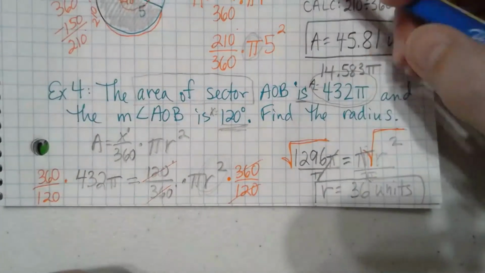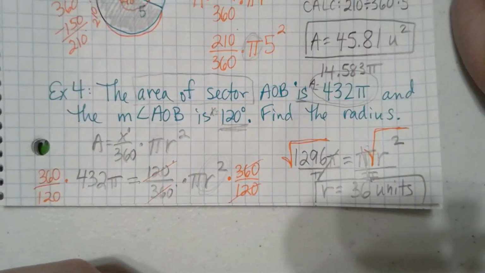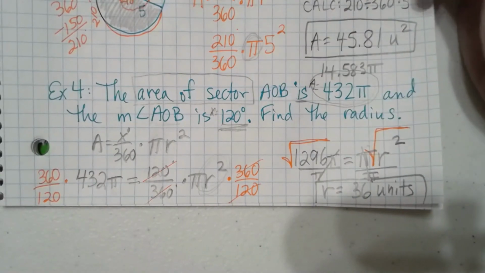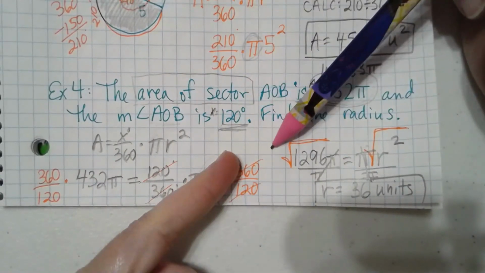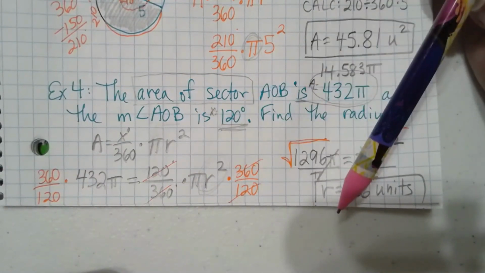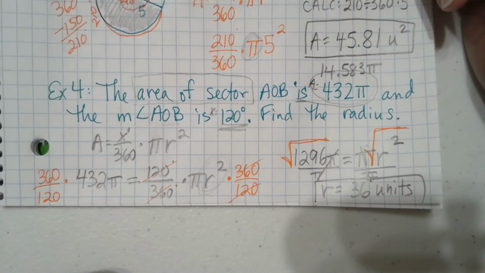Alright, so on your assignment, it will look very similar to this. You're going to have 3 questions that are kind of straightforward. Find the sector area. Then you'll have 1 word problem where you have to work backwards with the given area.